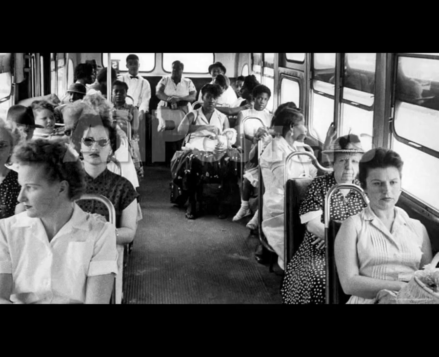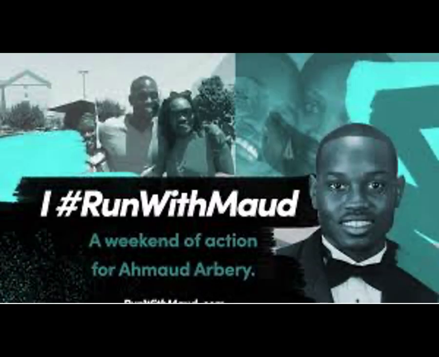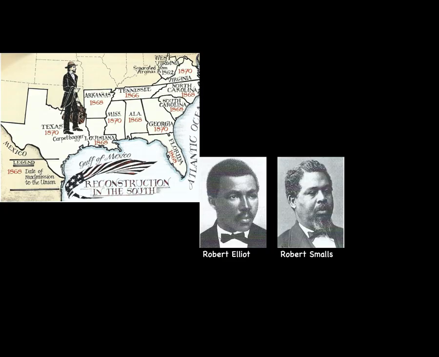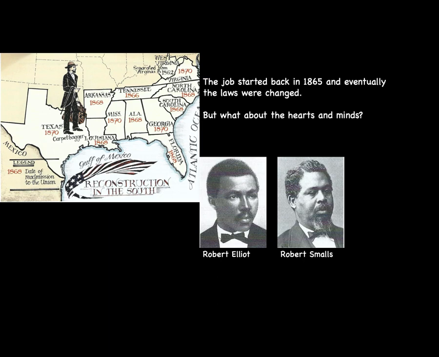And don't think that because these photos are in black and white, and like 50 years or so old that the hearts and minds have changed. They haven't. It's 2020, and you know who this is. It's 2020, and this probably showed up on your Instagram. And it's 2020, and you should be demanding justice for her. All right, the job started back in 1865, eventually led to laws being changed. But again, what about the hearts and minds? The hearts and minds of everybody, including you guys as 8th graders.